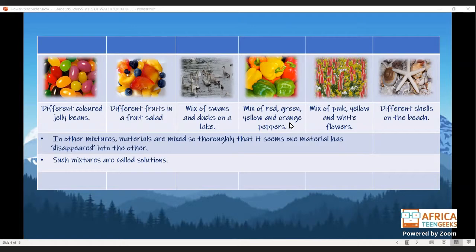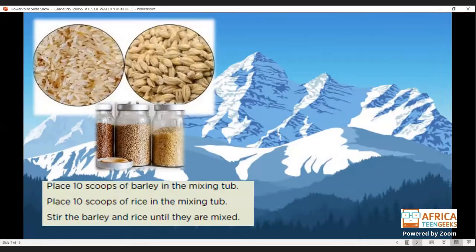All right. And the thing is, the mixtures that we are going to learn about, a lot of them are mixed so thoroughly that it looks like one material has actually disappeared into the other. And those kind of mixtures are called solutions. Okay. So that is definitely what we're going to be looking at next. All right.